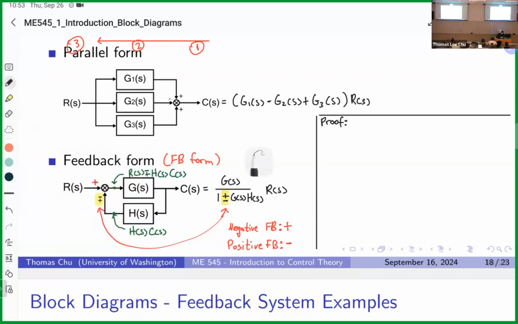Okay, so now that we know that, let's look at the output. The output C of S is going to be equal to G of S multiplied by this thing here, because that's the input signal going into G of S. So it's going to be R of S plus or minus H of S times C of S.